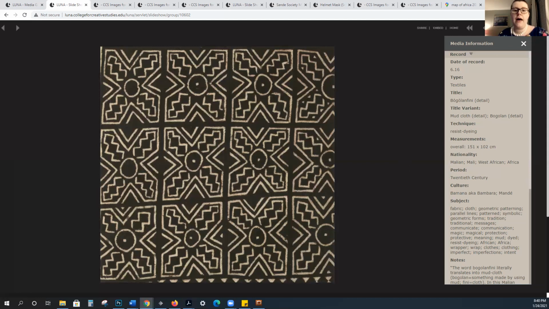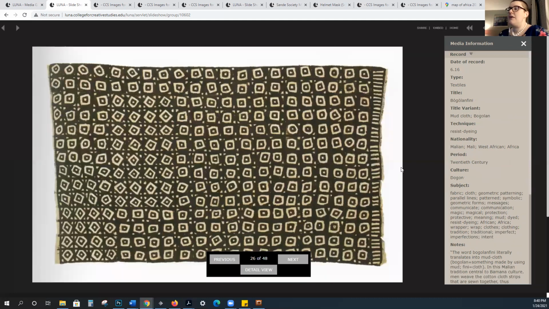As I said before, it's made only by women, and some of these designs are essentially a secret language. And so there are secret meanings encoded within these objects that are not known to anyone but the women in that society. So what you might notice here is that this is not perfectly symmetrical, right?